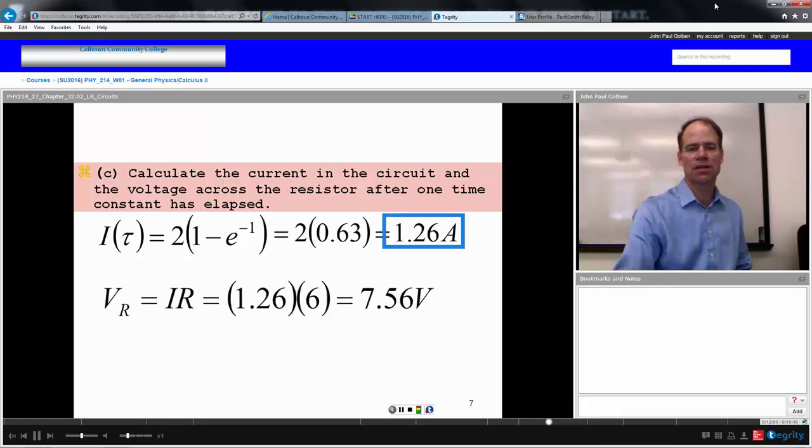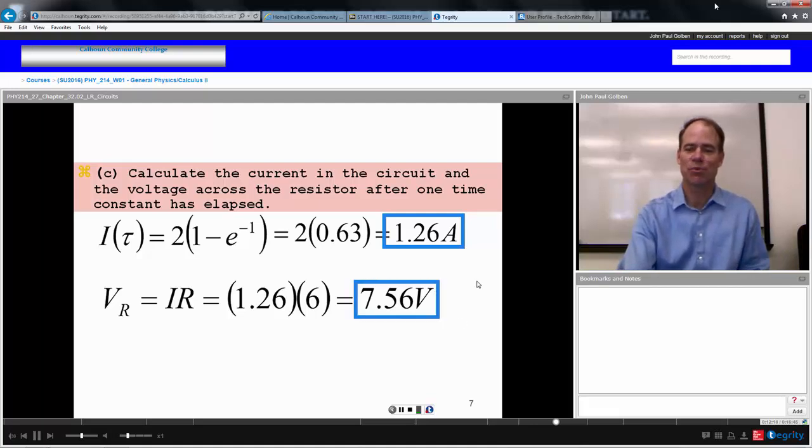Hence, the voltage across the resistor by Ohm's law is the current times the resistance. 1.26 amps times 6 ohms is 7.56 volts. If I want to know the voltage across the inductor at this time, I could simply subtract the voltage across the resistor from the battery, and what's left over is the voltage across the inductor. So since the battery was 12 volts, the voltage across this inductor at this moment would be 4.44 volts.